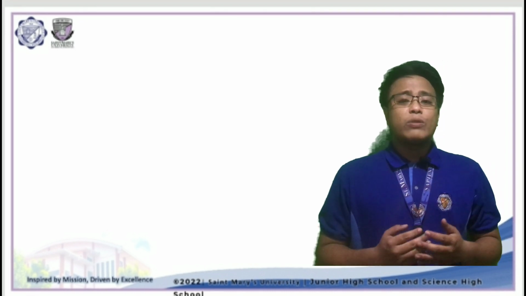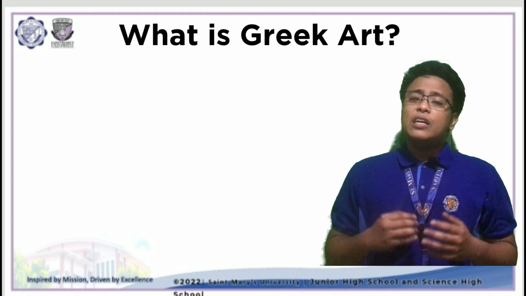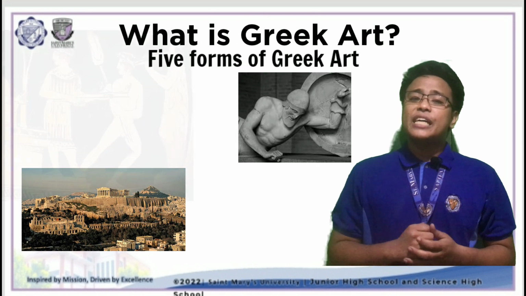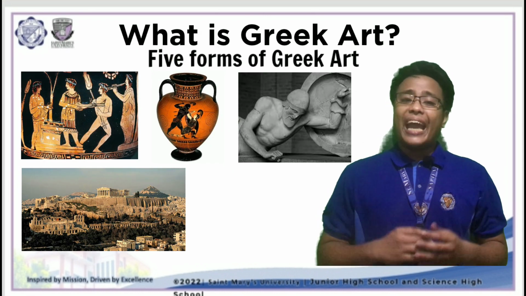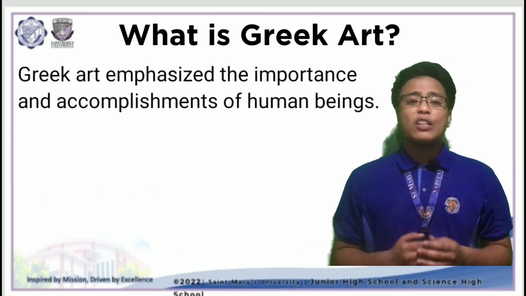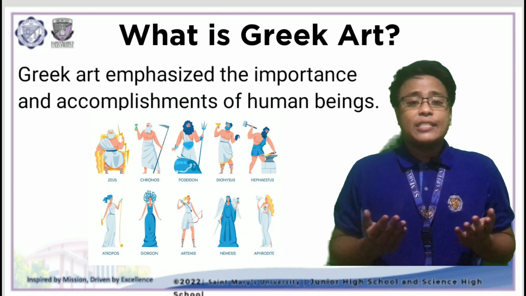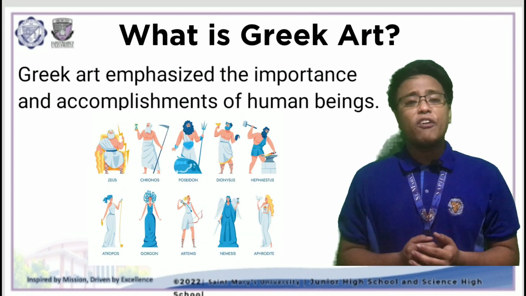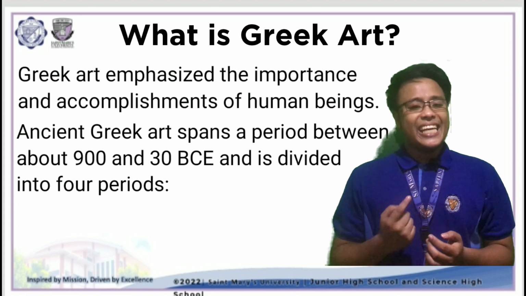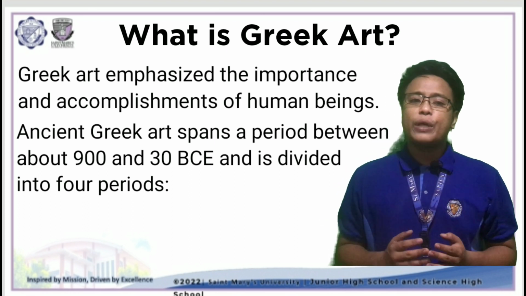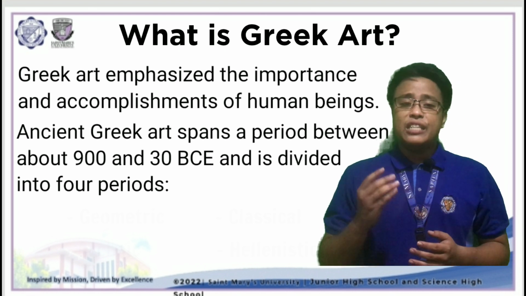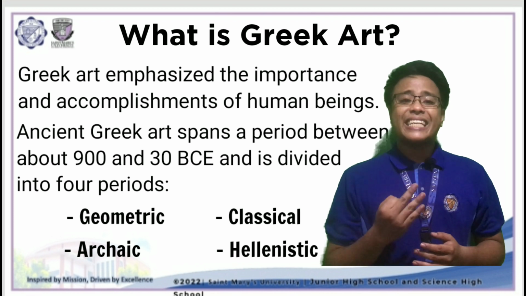Let's first talk about what is Greek art. Greek art has 5 forms: architecture, sculpture, painting, pottery, and jewelry. Ancient Greek art emphasized the importance and accomplishment of human beings. Just as the gods were often shown in Greek art as objects of respect, they were made in the image of people. In addition, ancient Greek art spans a period beginning about 930 BCE, and it is divided into 4 periods: geometric, archaic, classical, and Hellenistic.